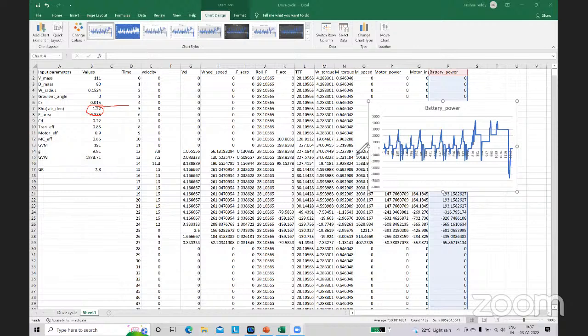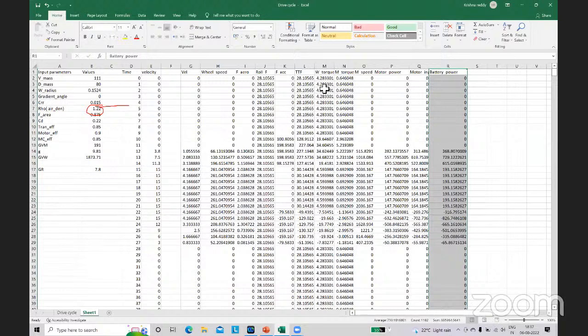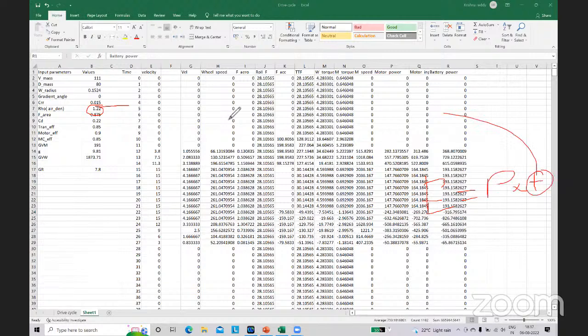Yes, we have already shared it, and there is also a download option in the chat box. As I mentioned, to calculate energy, I already mentioned the equation: E equal to P into T. This time will be nothing but this time data. So you'll get the energy in joules, and further you have to use the conversion factor for watt hour.